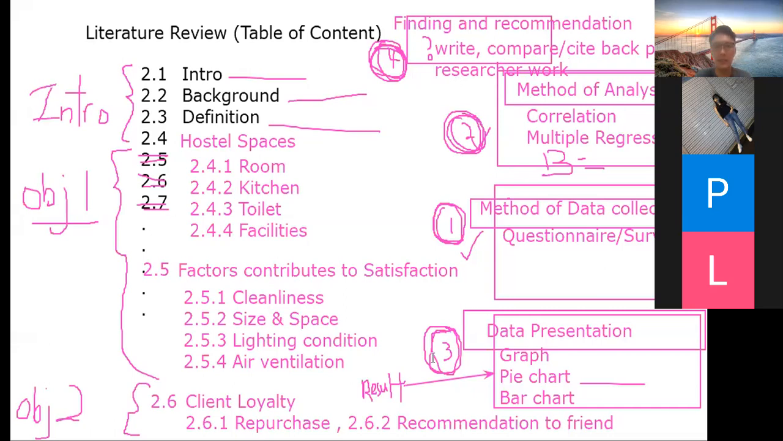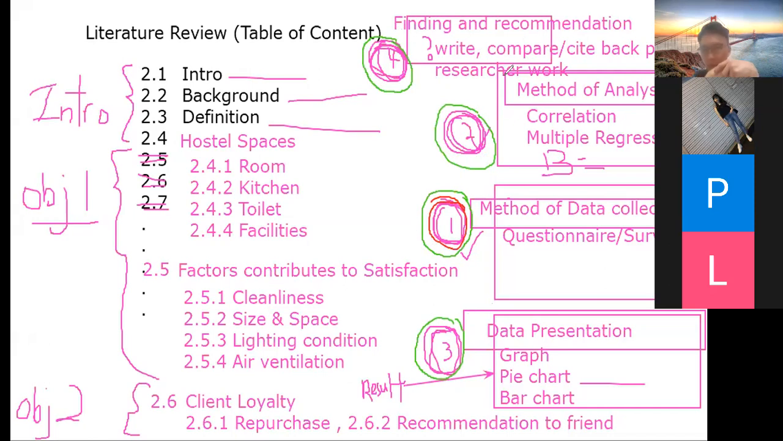So these are the steps that you have to do. Remember that. Step 1, do a survey, collect data. Step 2, take the data back and analyze it. Step 3, present it with a graph, pie chart, or table. Step 4, after you show the chart, you must write: compare and cite back past researchers' work. Okay, so these are the steps.